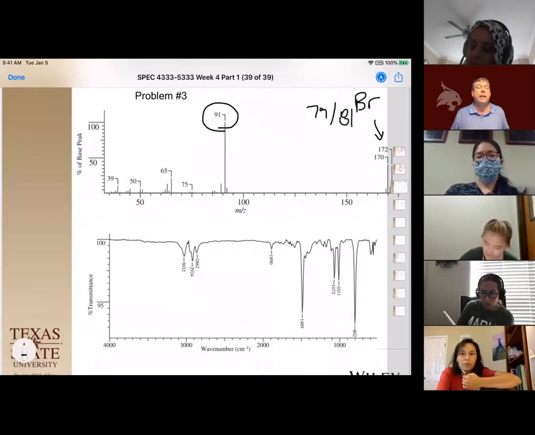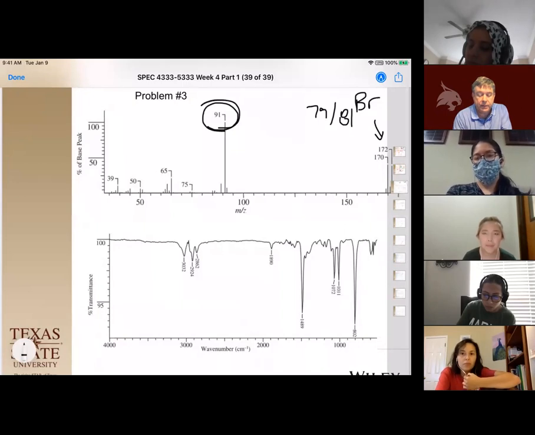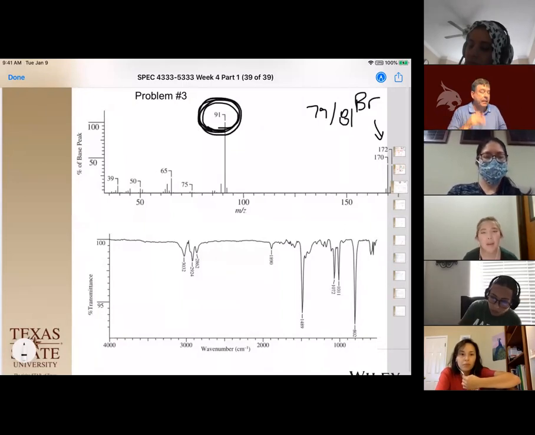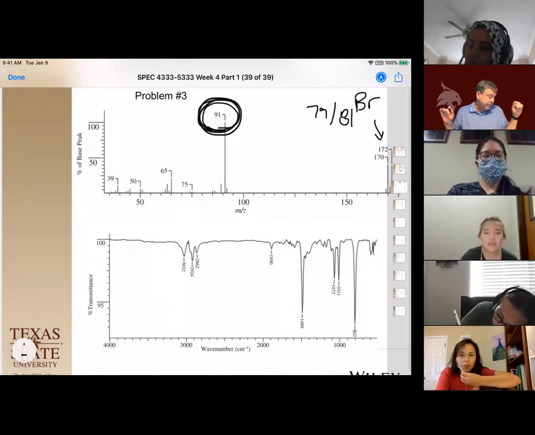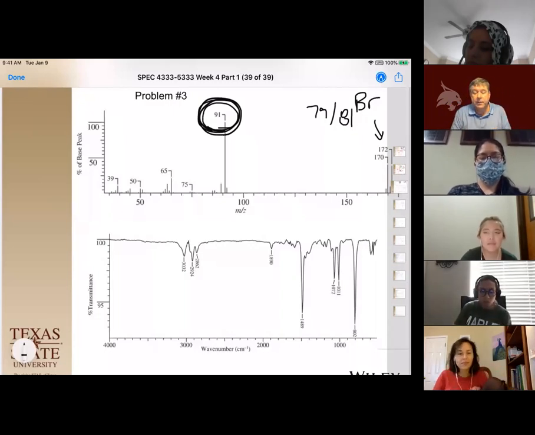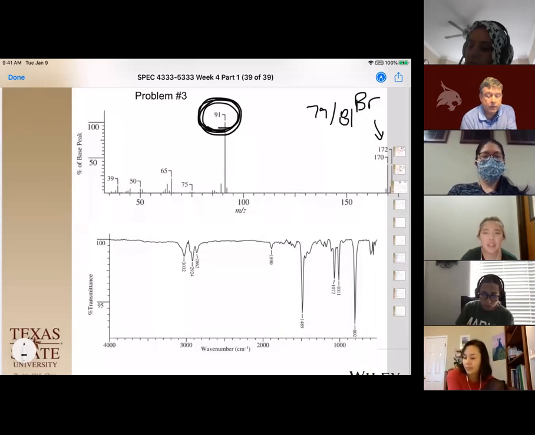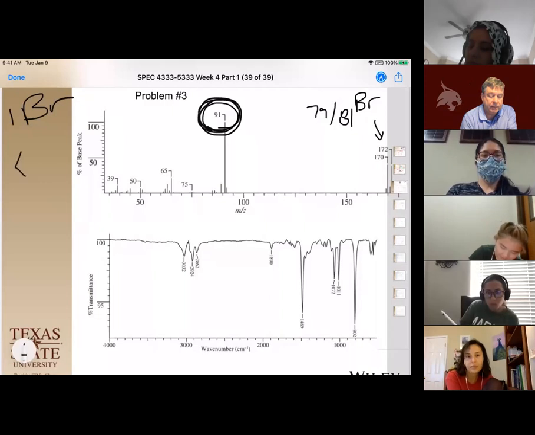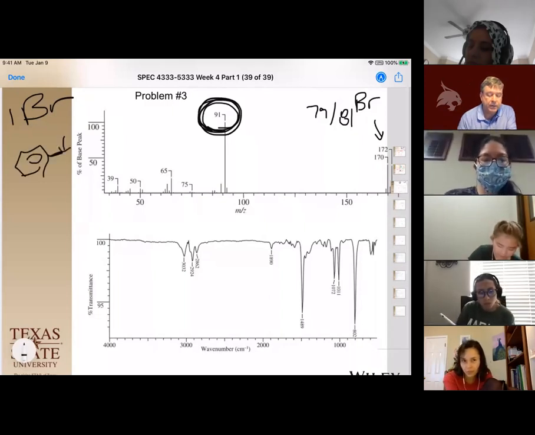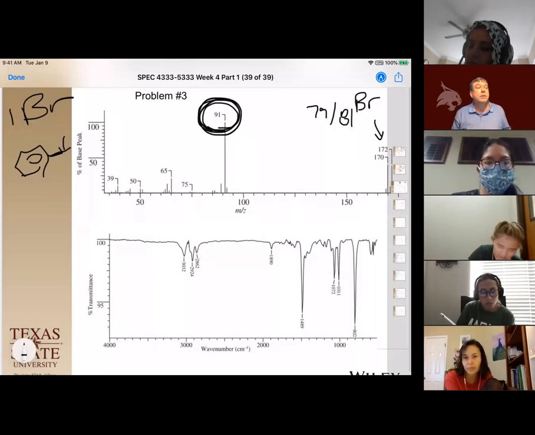So when we start calculating our empirical formula, we want to remove that first and then figure out what we have. Then the next thing we have is this 91. And what's that 91 peak? Tropylium ion, right. So I'm going to put things we think we have here as 1 bromine, and we have some benzene ring with a methyl group, or at least a carbon here. Benzyl.